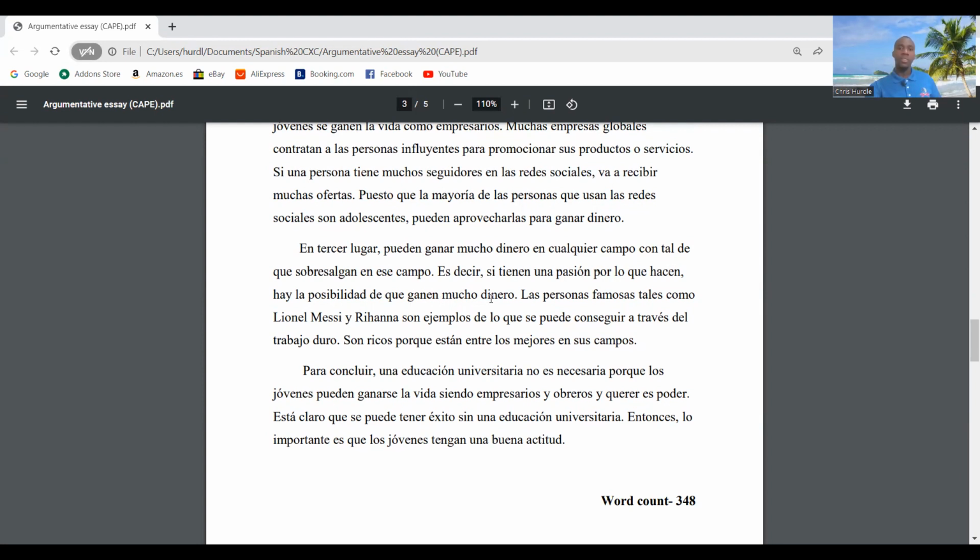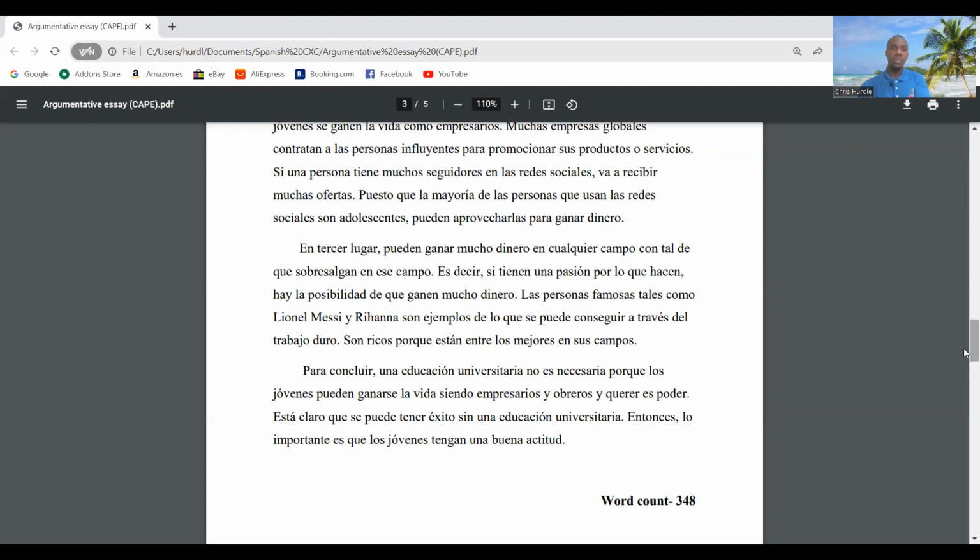Las personas famosas tales como Lionel Messi y Rihanna son ejemplos de lo que se puede conseguir a través del trabajo duro. Famous persons such as Lionel Messi and Rihanna are examples of what can be achieved through hard work. Son ricos porque están entre los mejores en sus campos. They are rich because they are among the best in their fields.